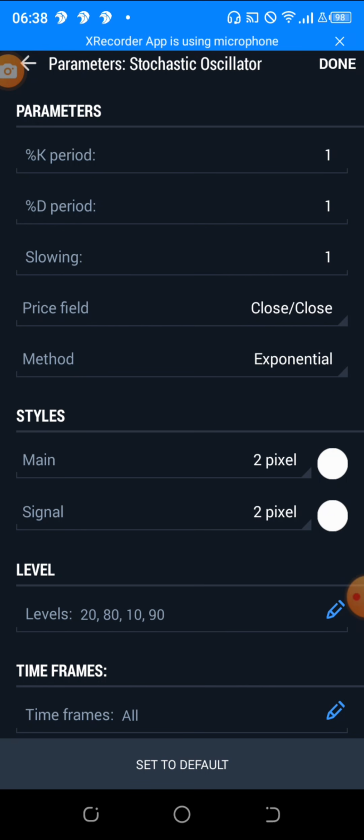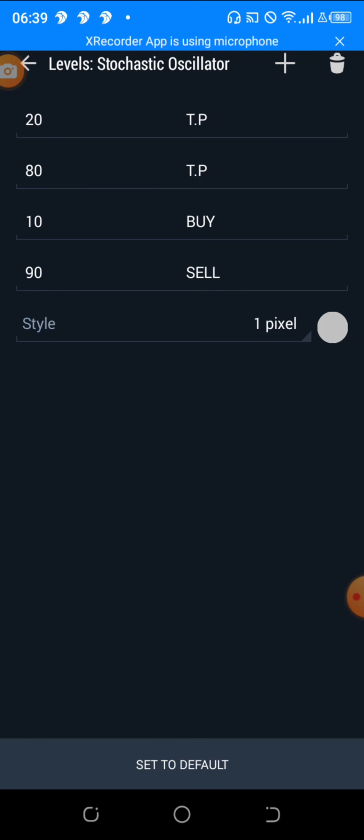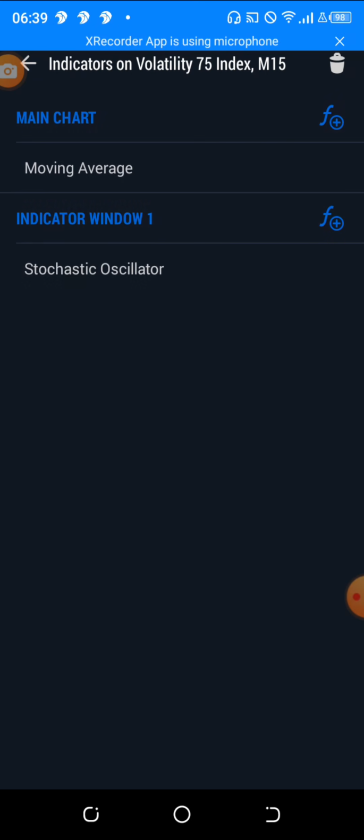Then the levels are the following. Level 20, you're going to write TP in the description. Then level 80, you're going to write TP. On level 10, you're going to write buy. Then on level 90, you're going to write sell. When you're done, click done.